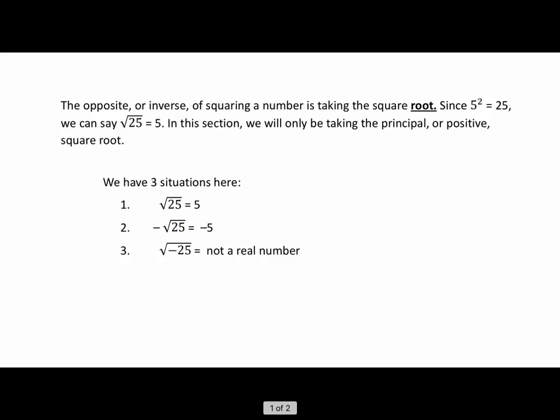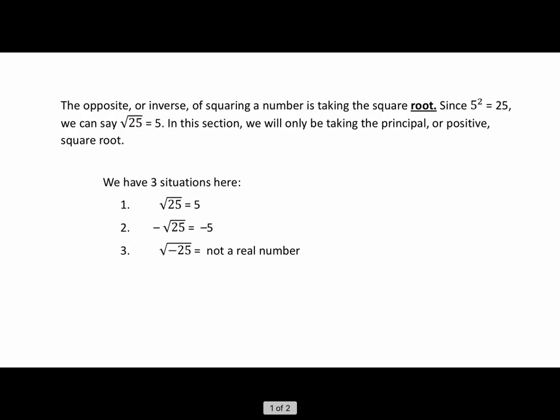The opposite or inverse function of squaring a number is taking the square root of a number. So since 5 squared equals 25, we can say that the square root of 25 is 5. In this section, we'll only be taking the principal or positive square root.